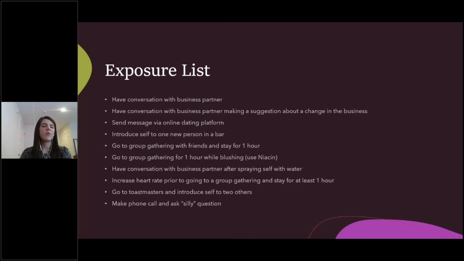Have a conversation with his business partner after spraying himself with water to mimic sweating, having a spray bottle and spraying his face and his body. Increase his heart rate prior to going to a group gathering and stay for at least 1 hour, so doing something like running in place or jumping jacks before going. Join a group like Toastmasters and introduce himself to 2 others. Make a phone call and ask a silly question.